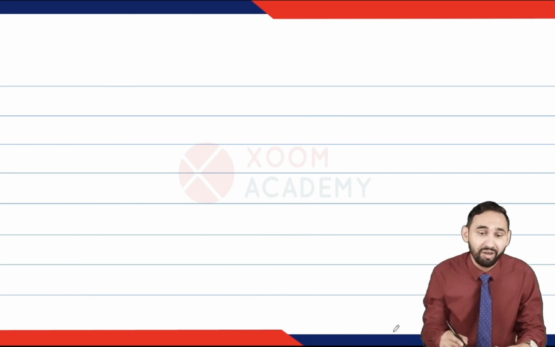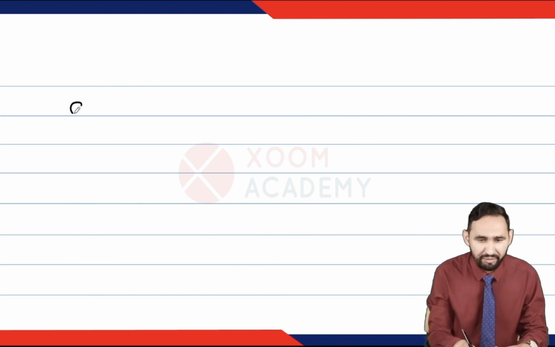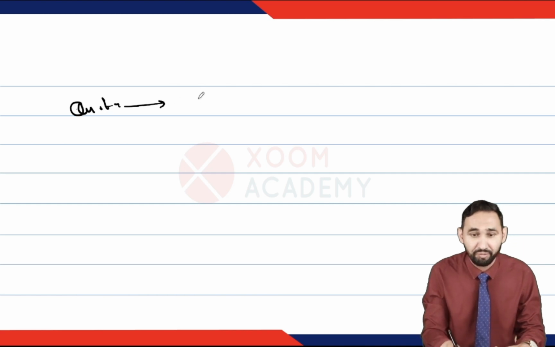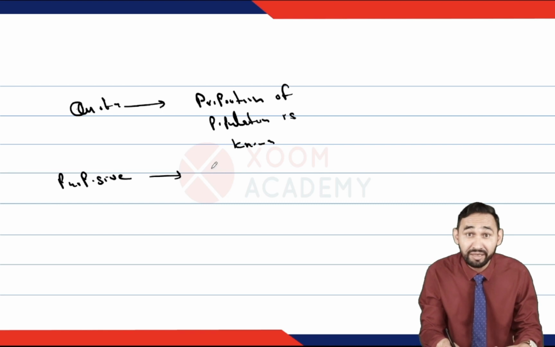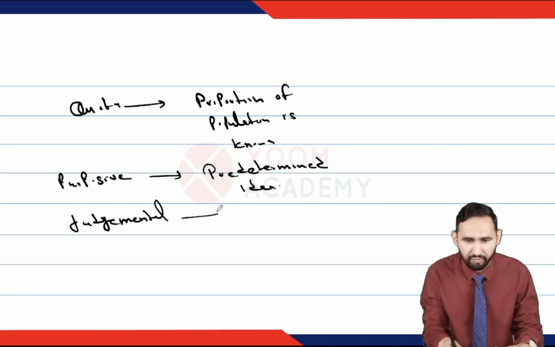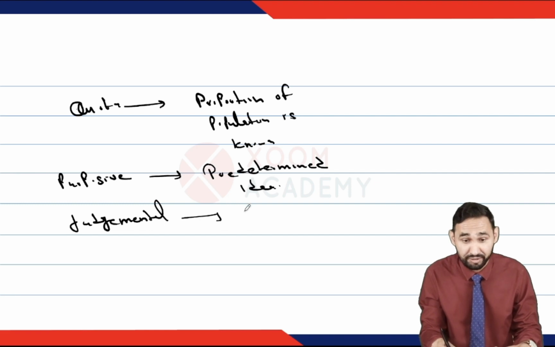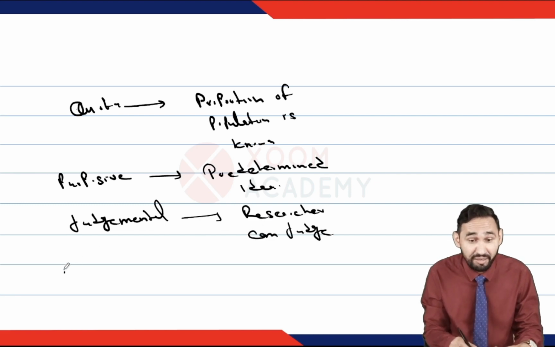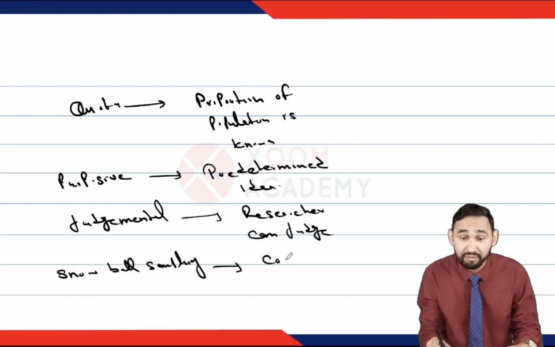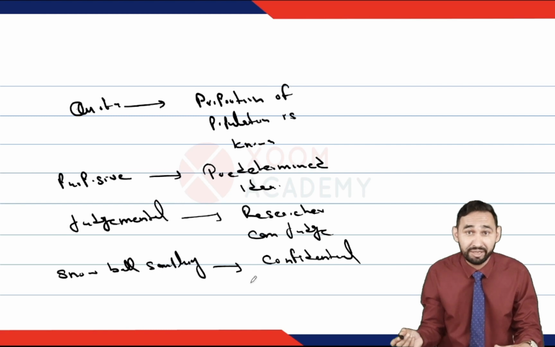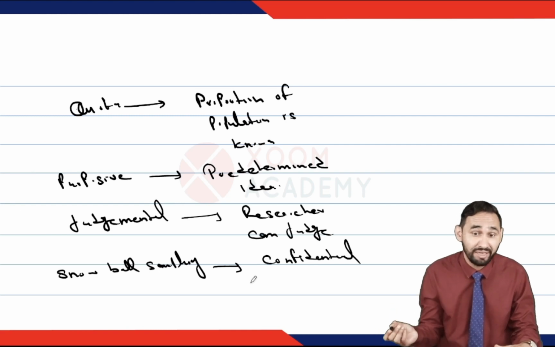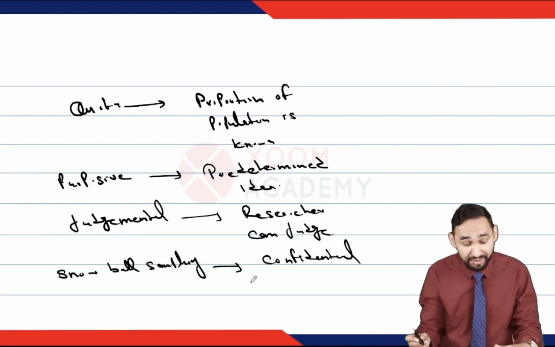What are the applications of non-probability sampling? Quota sampling, where the proportion of the population is known. Purposive sampling, where there is a predetermined idea. Judgmental sampling, where a researcher judges the situation. A researcher can judge, and most commonly asked is snowball sampling, confidential sampling. So you must know the application. If you know the application, then you will diagnose the scenario and select an appropriate sampling technique.